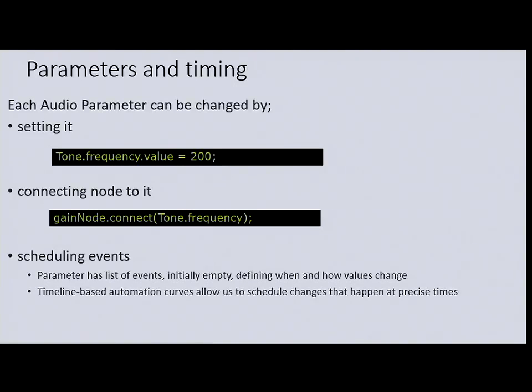We're going to look at this on the next slide. And we can say schedule a parameter to ramp from one value to another value over a certain amount of time. And so we can apply these automation curves. That way you can get the nice ringing sound of a bell.